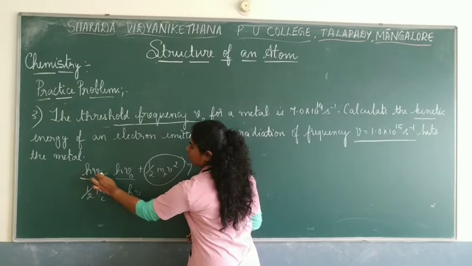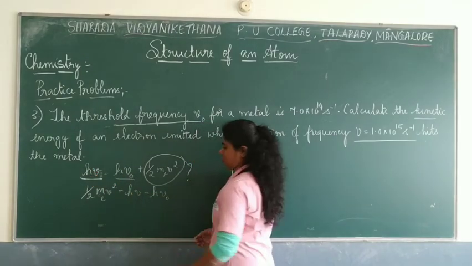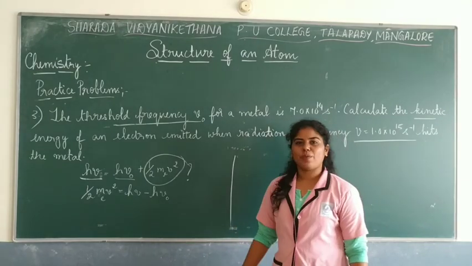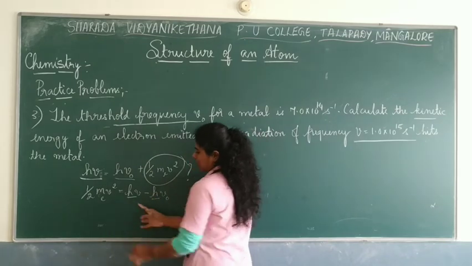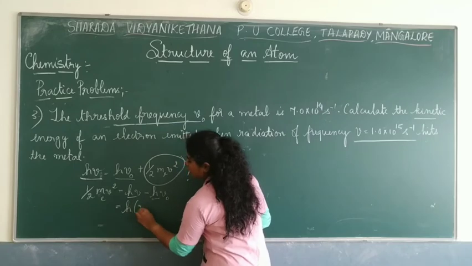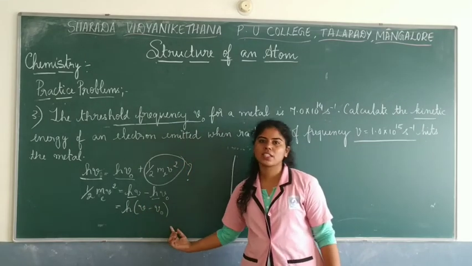H mu, this we can get it this side, and minus H mu naught. This is the expression, right? Now, what to do here? Here you know that H is common in both, so you can take it out, right? So H into mu minus mu naught. You can directly substitute as mu minus mu naught.